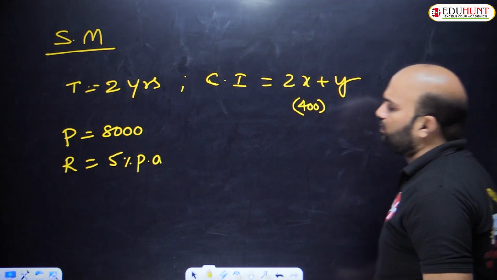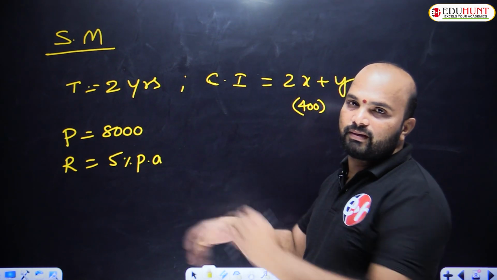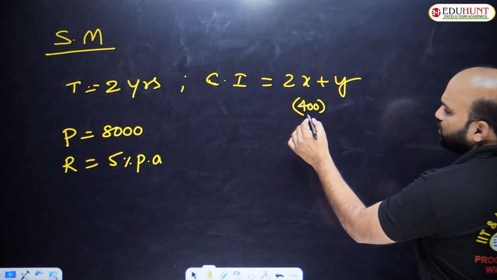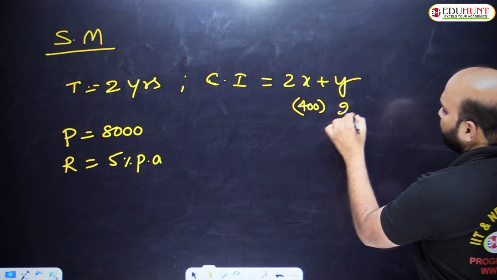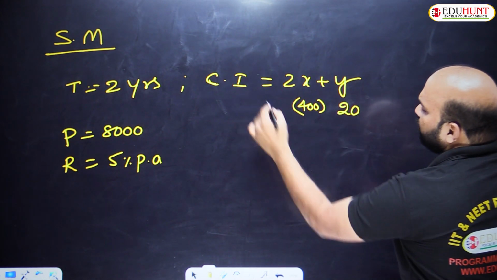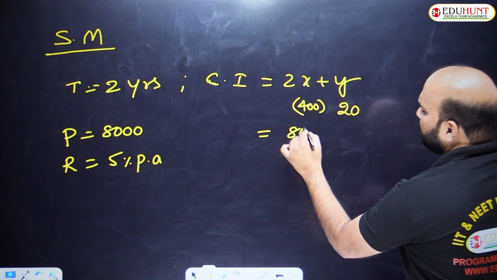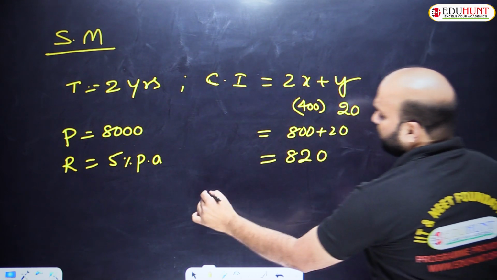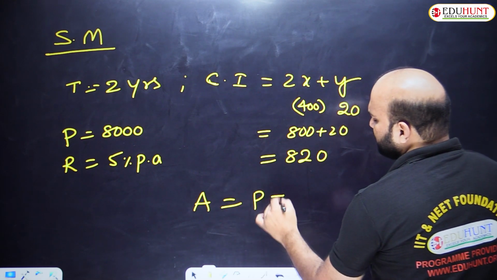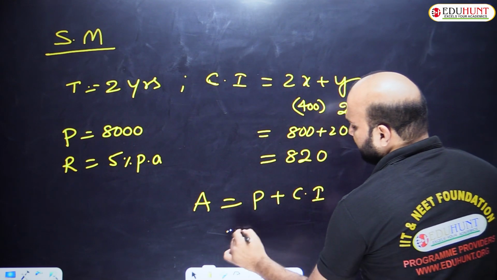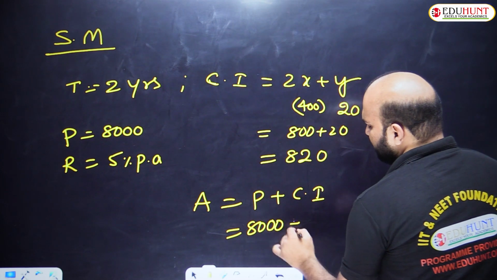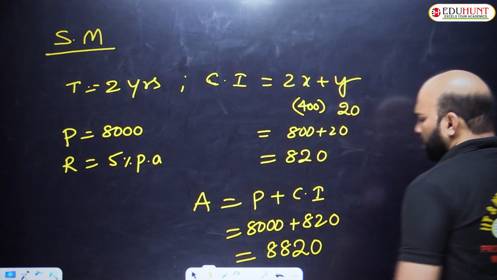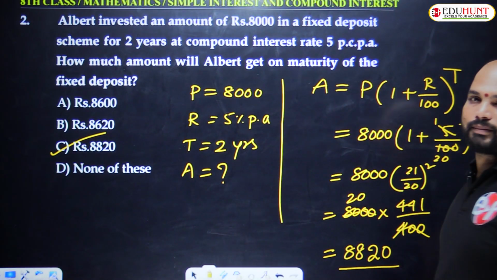Again, how will we get the y value? It is the 5% value of x, and we already got the x value 400. So 5% value of 400: 10% value is 40, 5% value is 20. This is y. So total compound interest received is 2x, nothing but 800, plus y, 20, so 820. But what I am asking is the amount, which is principal plus compound interest. Principal 8,000, compound interest 820, total becomes 8,820. That is the amount. Am I clear? Option C is the right answer.